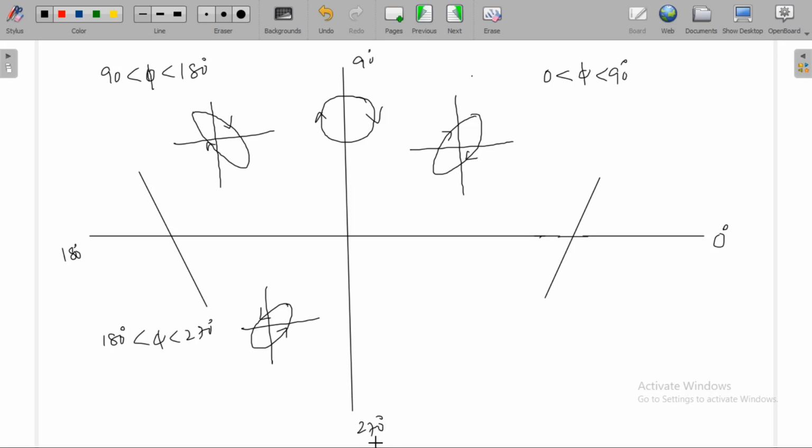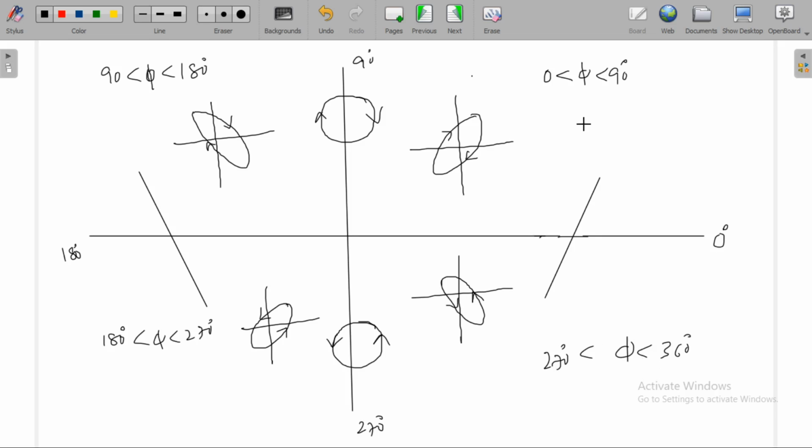When the phase difference is 270 degrees, again you're going to get a circle but in anti-clockwise direction. If the phase difference lies between 270 degrees and 360 degrees, then you're going to get an ellipse only, the same as this, but in anti-clockwise direction.